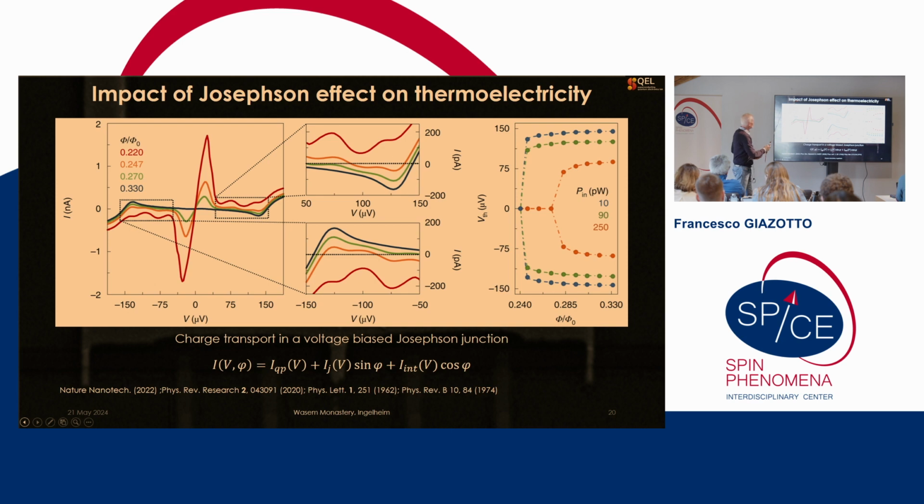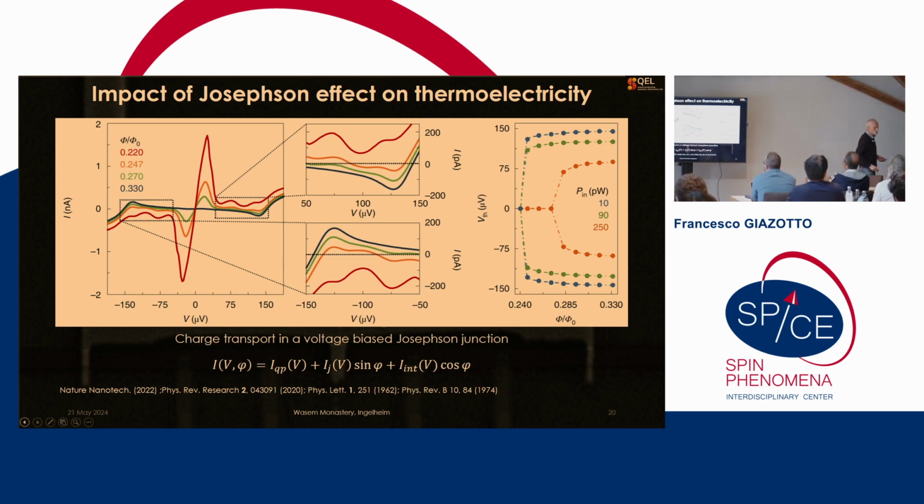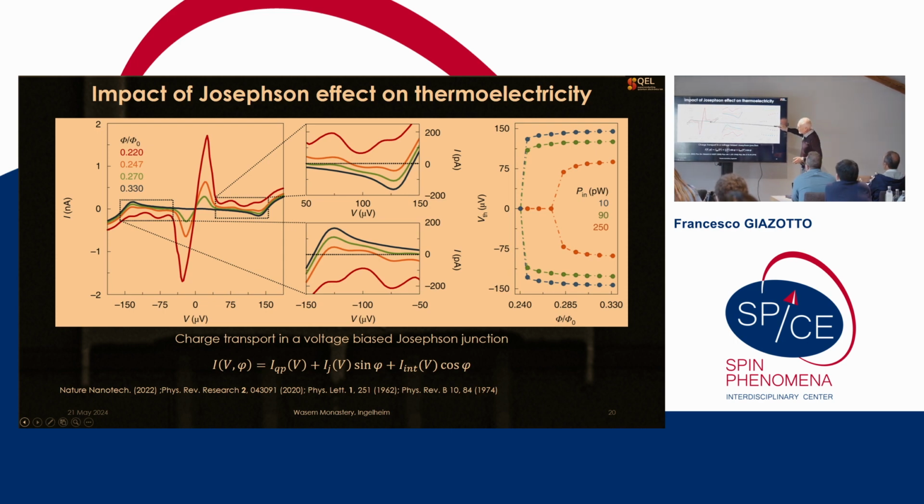So what is the impact of the Josephson effect on thermoelectricity? As we are saying, the Josephson effect is a shunting current, a dissipation of shunting current that tends to kill everything, because it tends to raise the negative absolute conductance. So here is just the current in the junction versus voltage for several fluxes imposed through the interferometer. And so you see that by changing the flux, you can suppress the Josephson coupling.